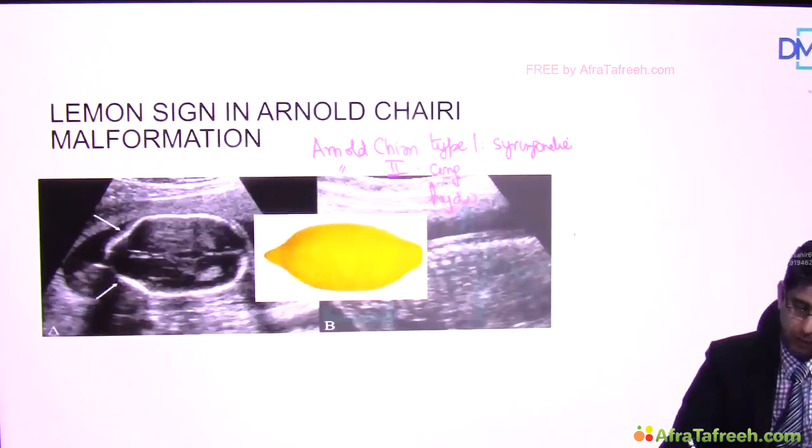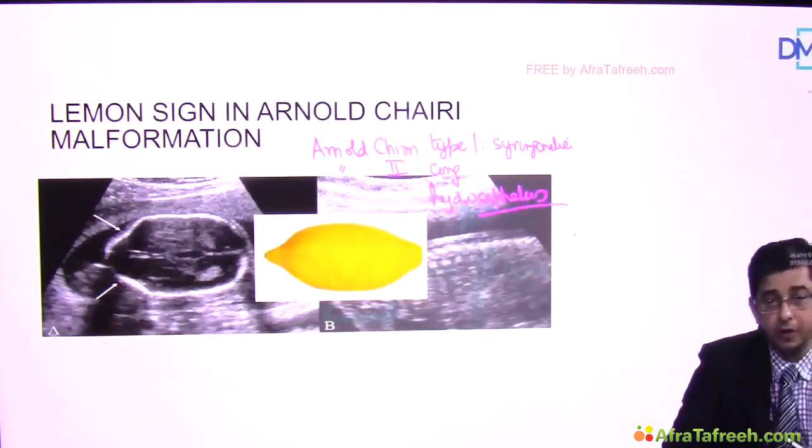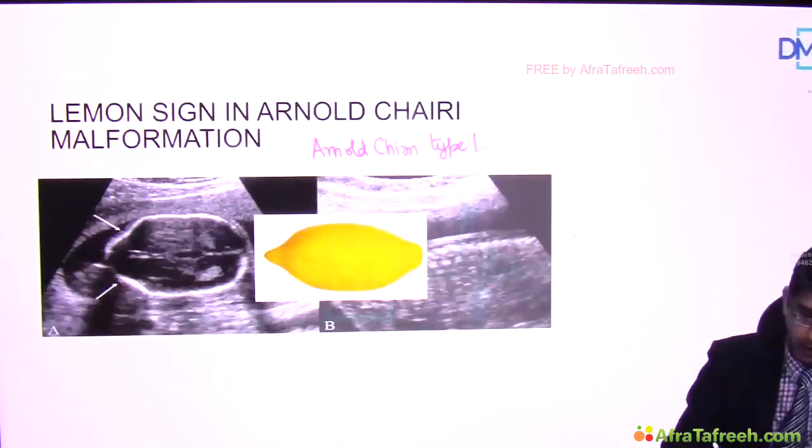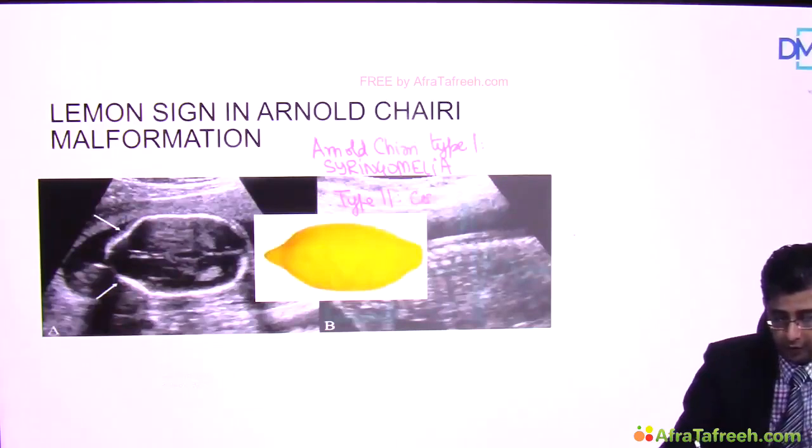I repeat again, there are 4 types. Types 3 and 4 are not compatible with life. Type 1 I'll mention again. A bit of handwriting issues, I would say. Arnold-Chiari malformation type 1 is associated with syringomyelia, where you have dilatation of the central canal of the spinal cord. And Arnold-Chiari malformation type 2 is associated with the development of congenital hydrocephalus.